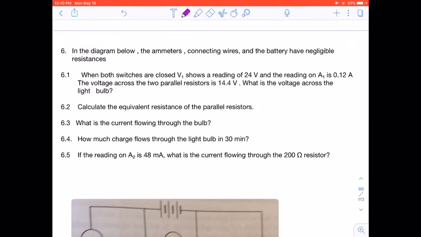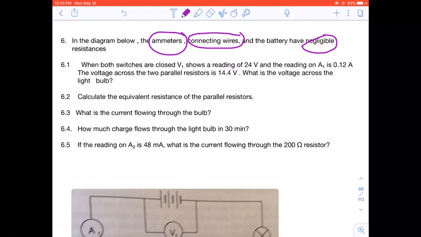Right, let's look at this one here now. In the diagram below, the ammeters, connecting wires, and battery have all negligible resistance. That's an important aspect. We haven't spoken about that, but the fact that it's negligible resistance means there isn't any potential being dropped at the conductor or even in the ammeter, right?